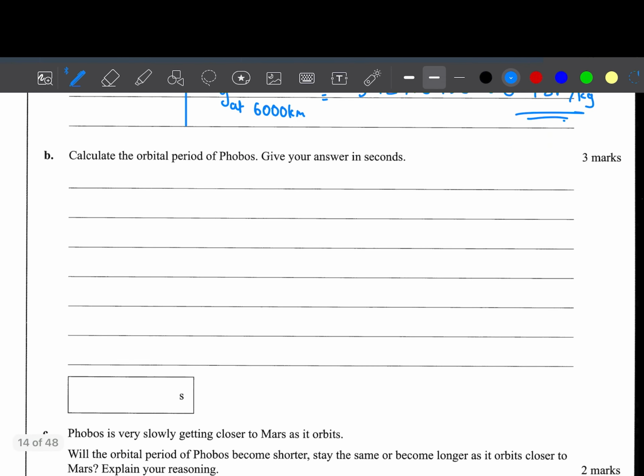Calculate the orbital period of Phobos. Give your answer in seconds. I apologize if I did pronounce it incorrectly, but anyway.